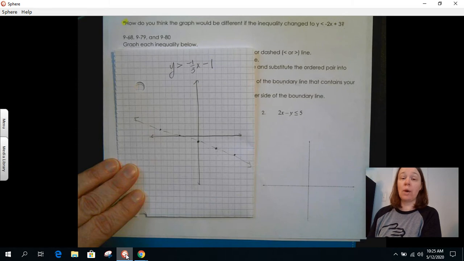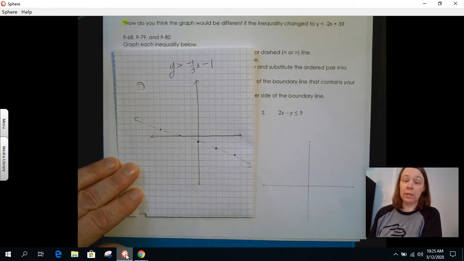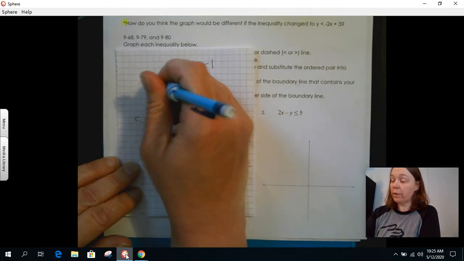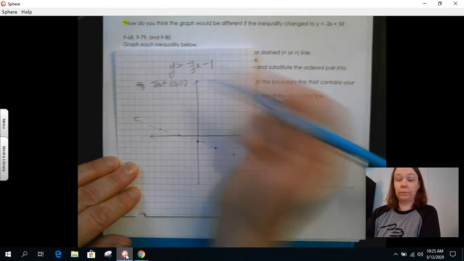If it's not true, I'm going to shade on the other side. Now, if I can, I like to pick 0, 0 because it's really easy to plug in. But if my line goes through 0, 0, I will just have to pick something else. And it really doesn't matter what. So I'm going to test the point 0, 0.